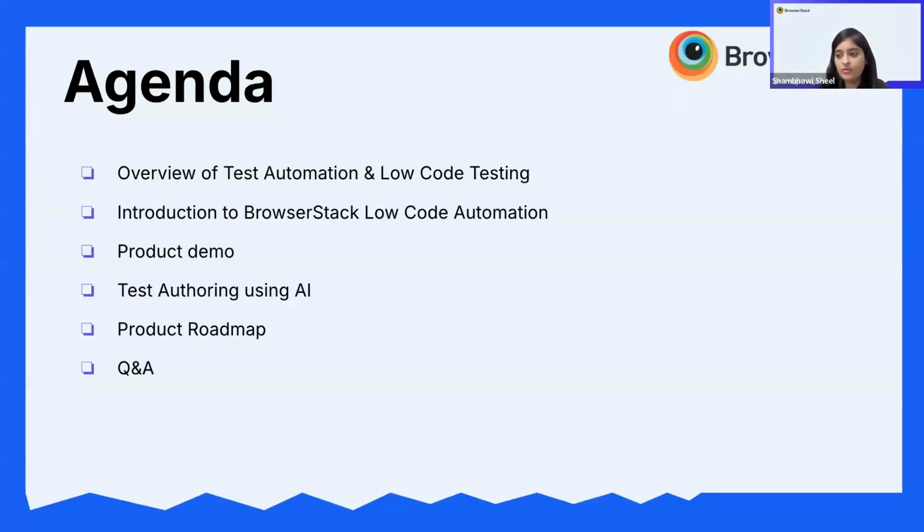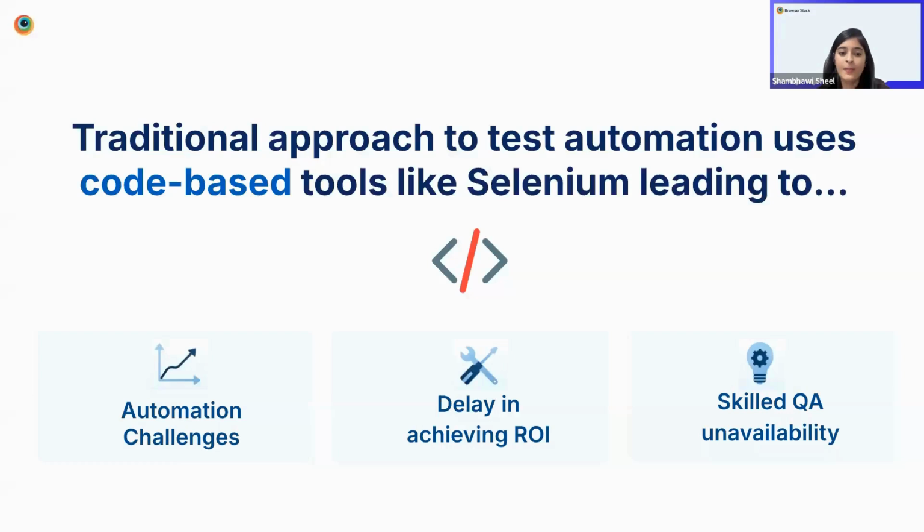Now, without further ado, let's jump into the agenda for our session today. The webinar is structured to give you a comprehensive understanding of low-code testing and introduce our in-house solution, BrowserStack Low Code Automation. Then we'll go through a detailed product demo. The next segment is where we talk about how we have integrated AI into our product and some best practices associated with it. We'll wrap up with what's in store for us, which is the product roadmap, and then we'll end the session with the Q&A.